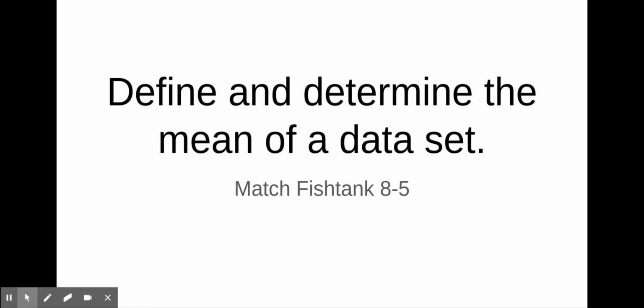Minilesson. Today's goal is to define and determine the mean of a data set. The arithmetic mean is sometimes referred to as the average of a data set.